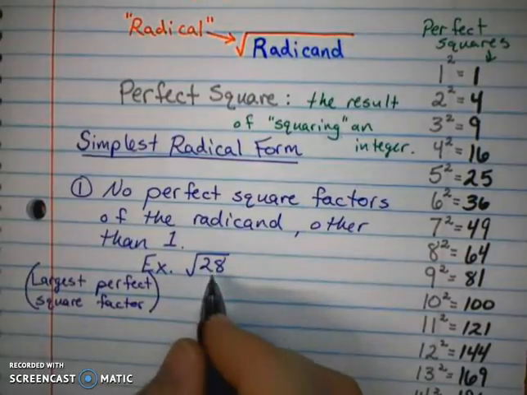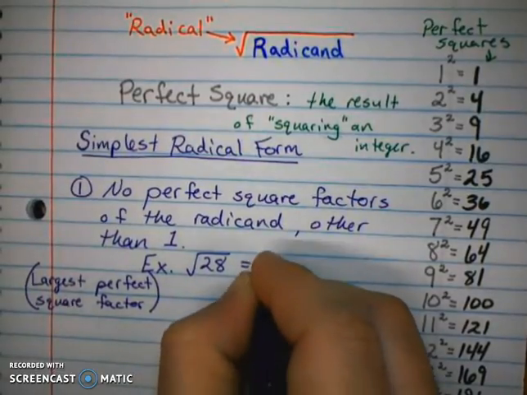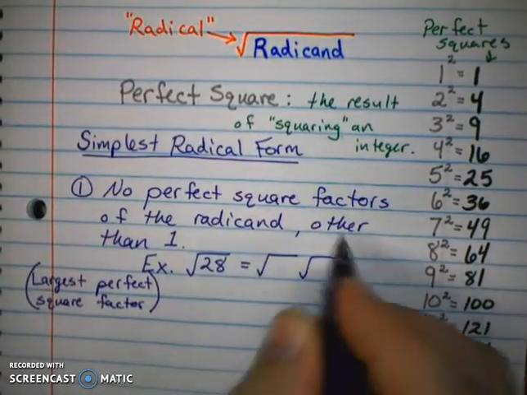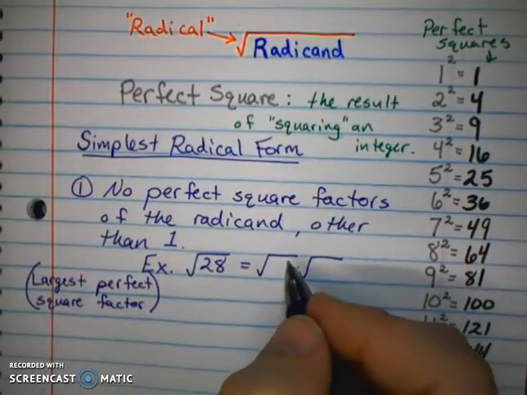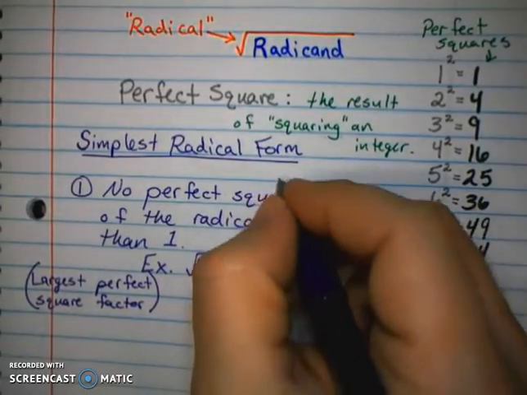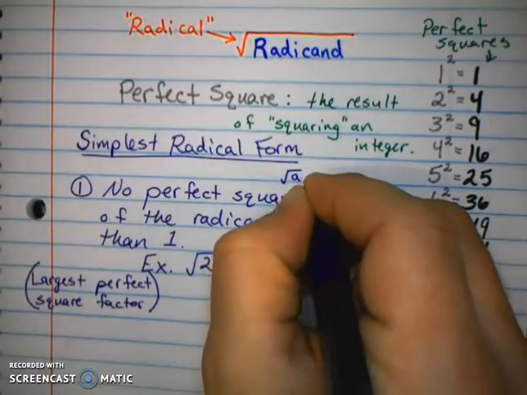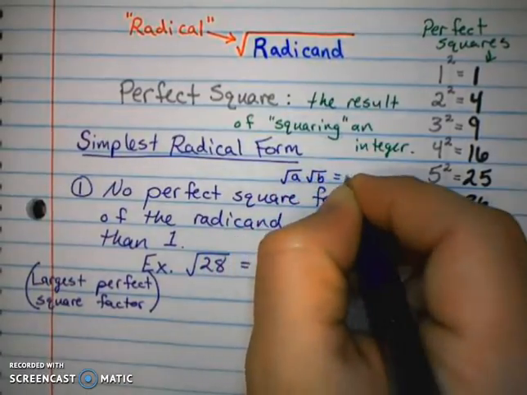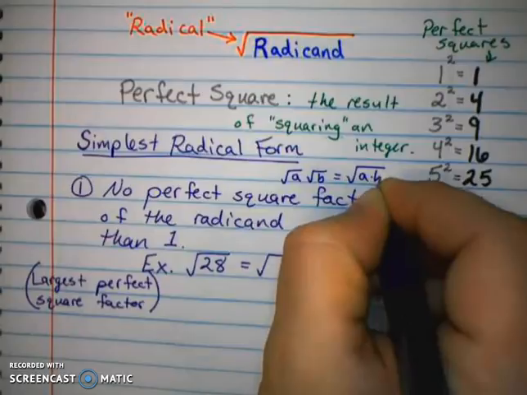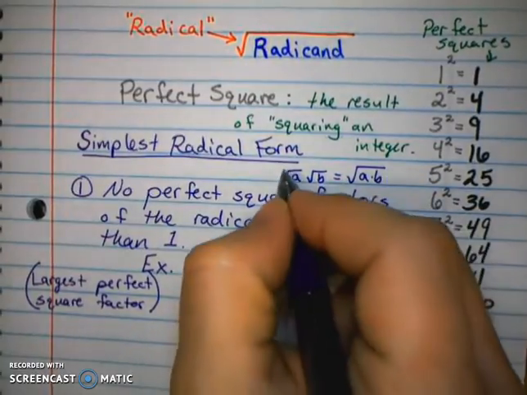We're going to split root 28 into two radicals multiplied together. This is using a principle of square roots that says the square root of a times the square root of b equals the square root of a times b under the same radical. All right?